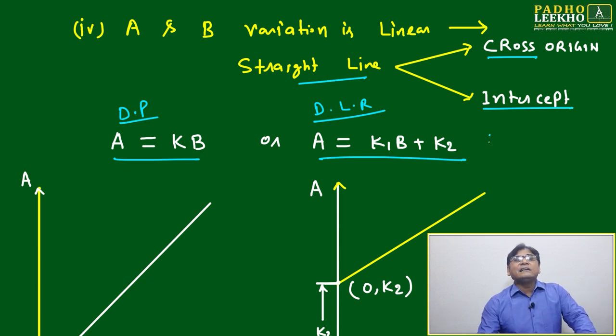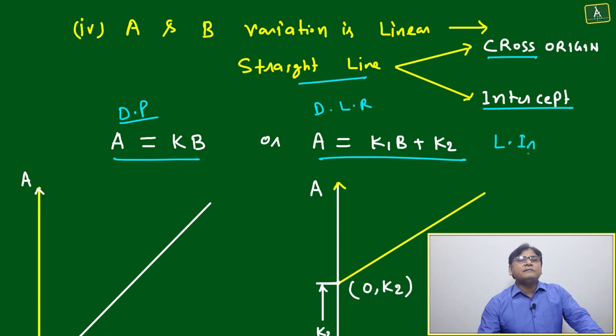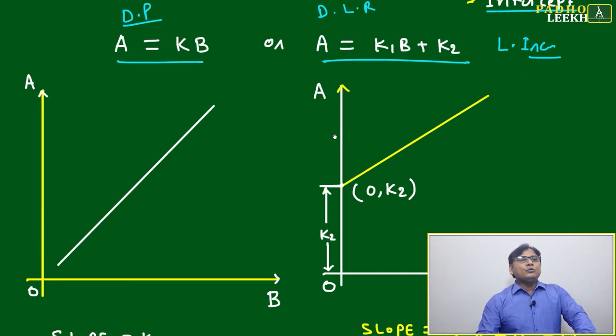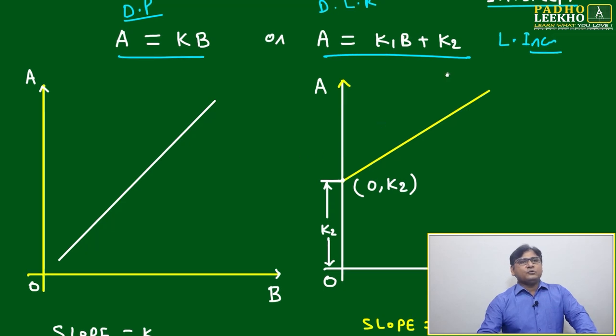Or we can say linearly increasing. Because we know it is direct proportional, then we can say linear increasing. Anything we can say. Then A equal to KB and A equal to K1B plus K2. Here K2 will be the value of the intercept.